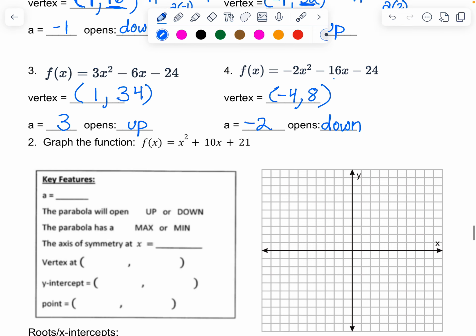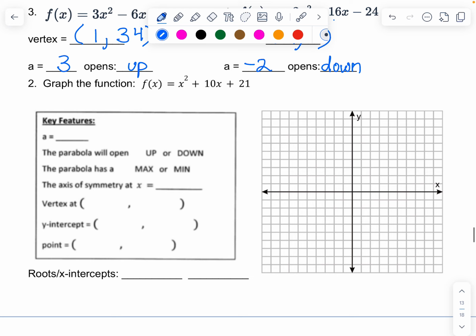Okay, so now here's a put it all together. Can we look at it in standard form? And yes, we could just put the whole thing in our calculator, but could we do it a little bit more strategically, knowing what we know now? So let's go ahead. We know in this case, we have A is 1, B is 10, C is 21. So we know it's going to open up. It's going to have a minimum.